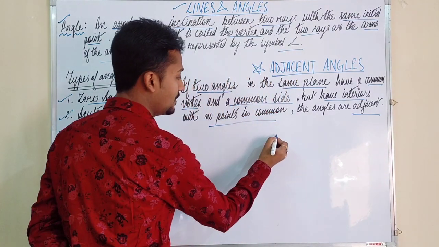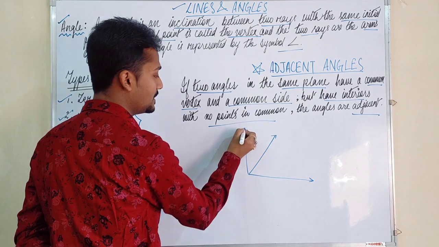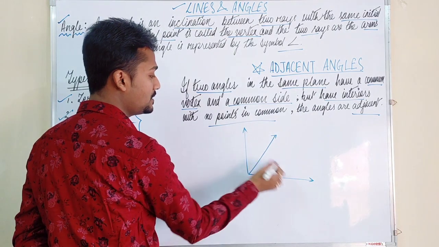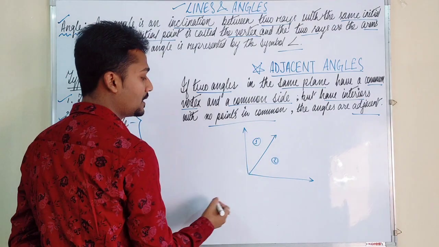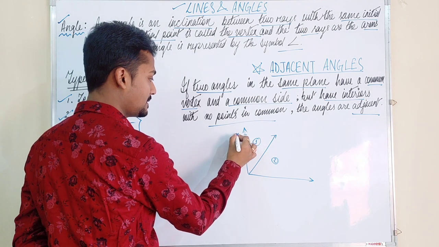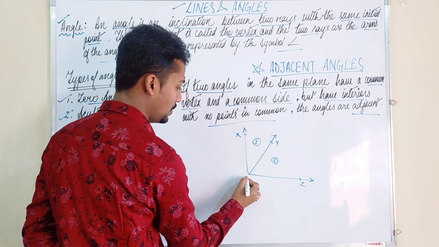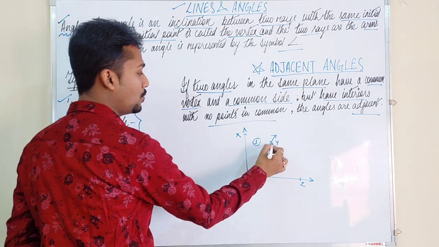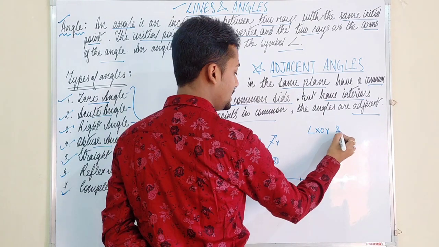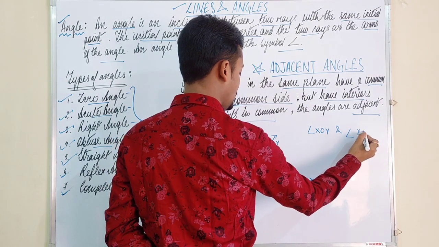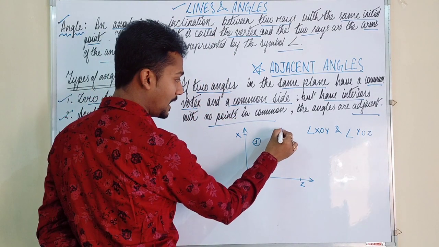Okay, let us see with the help of a figure. This is one of the angles and this is another angle. Can you see how many angles there are? 1 and 2. Let me name the points X, Y, Z, O. So angle XOY and angle YOZ are two angles sharing a common arm, isn't it?